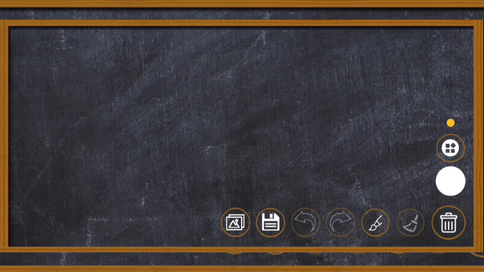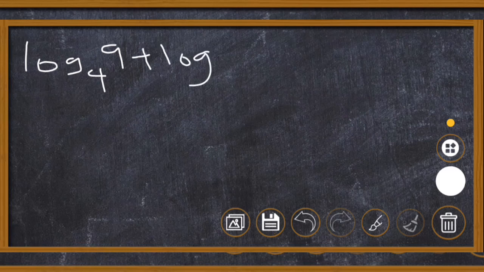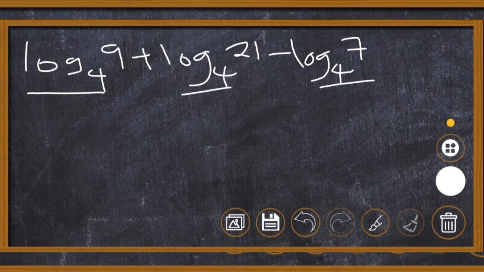So let's do that. We are going to start with examples. Let's say we have log base 4 of 9, and then we also have log base 4 of 21, and then minus log base 4 of 7. How do you think we can simplify such a logarithm function? As we can see, log base 4 is common to all the sides.